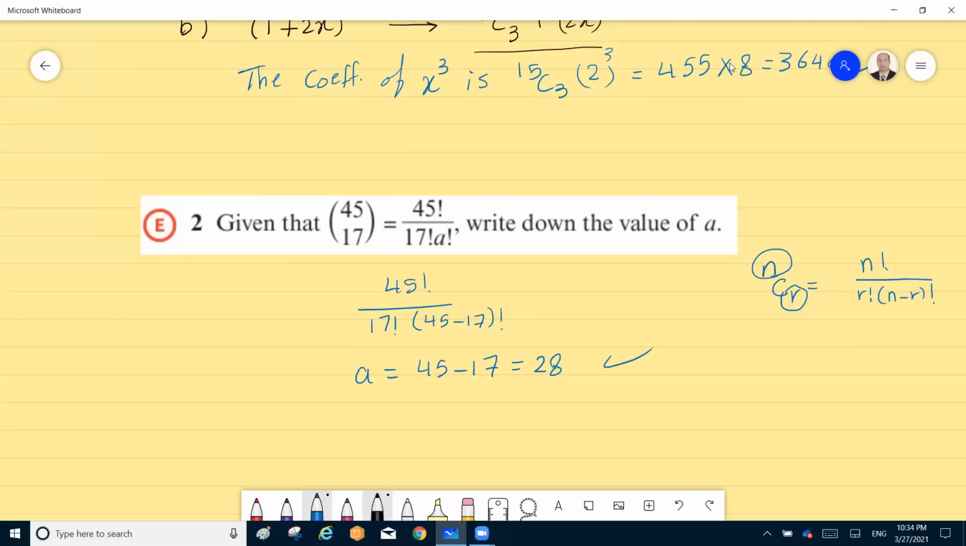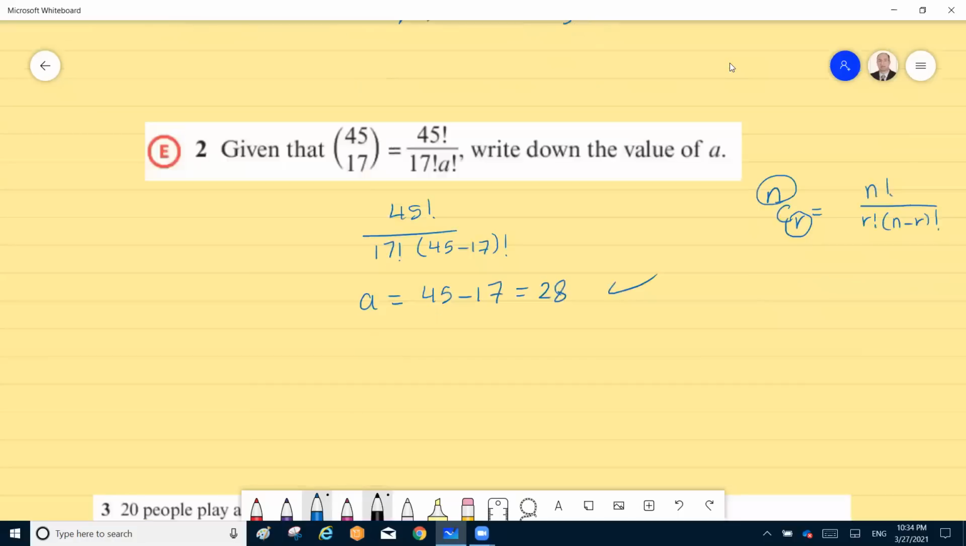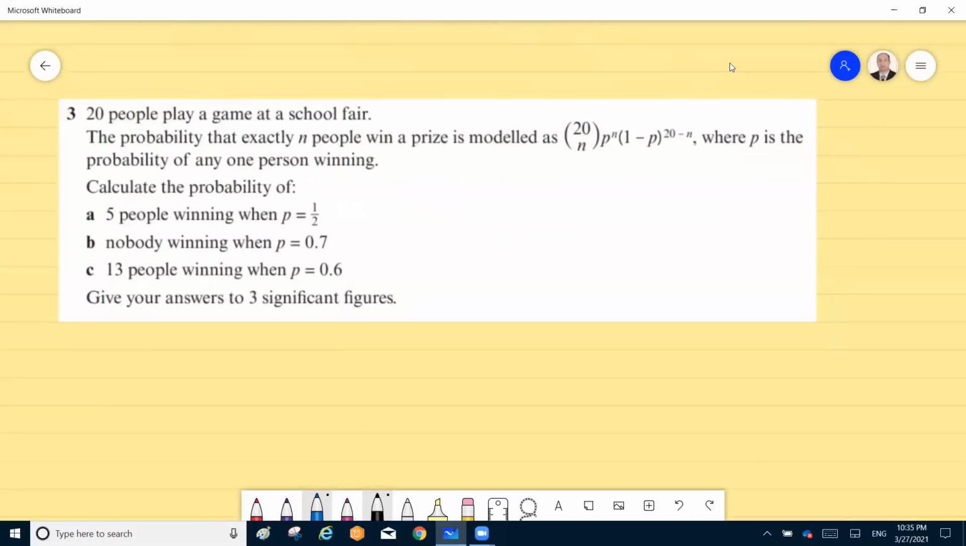Okay, go to question number 3 now. 20 people play a game at a school fair. The probability that exactly n people win a prize is modeled by 20Cn, p to the n into 1 minus p to the 20 minus n, where p is the probability of any person to win. Calculate the probability of part A here, 5 people. Just substitute n as 5, okay? This n will be 5, and the probability for each person to win is half, instead of p. This is only substitution.